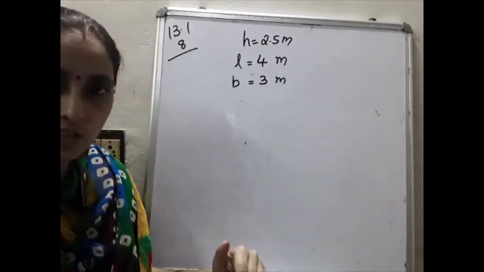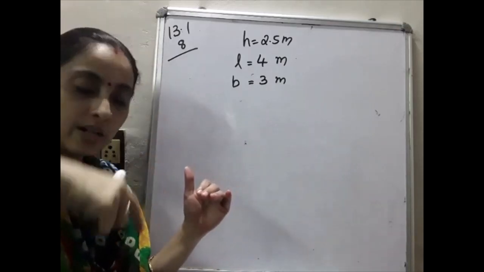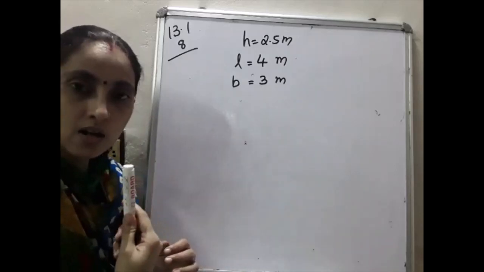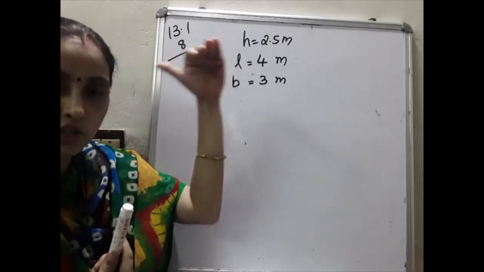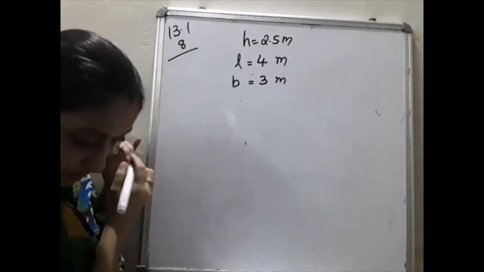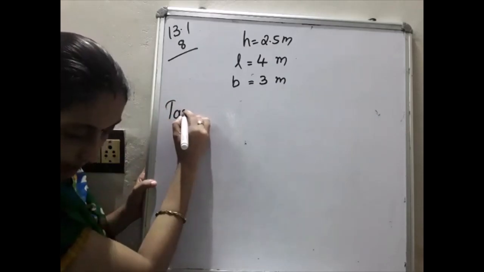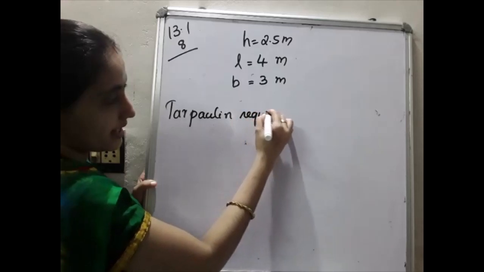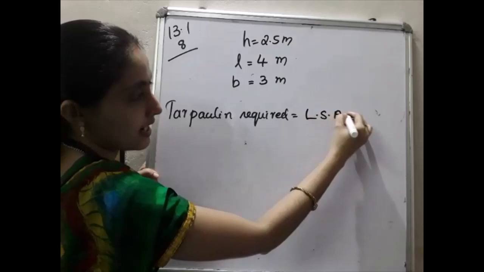So base we know, so other remaining portions will be there, that is lateral surface area plus roof. Lateral surface area of the rectangular block or cuboid plus top portion, which means the roof portion. So what is the question? How much tarpaulin is required? Tarpaulin required is equal to LSA, lateral surface area, plus top portion.